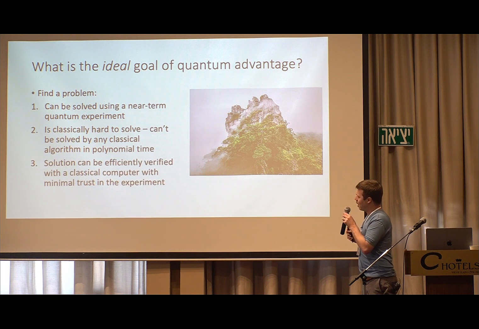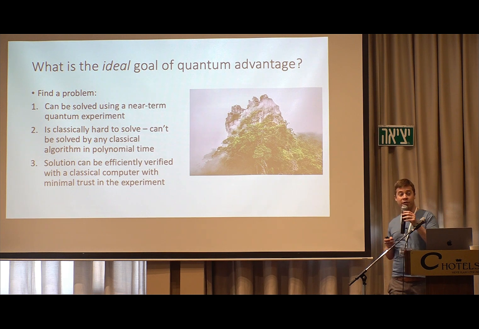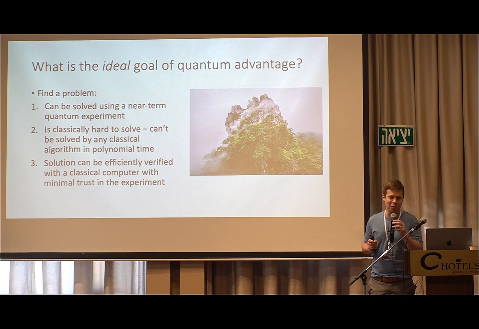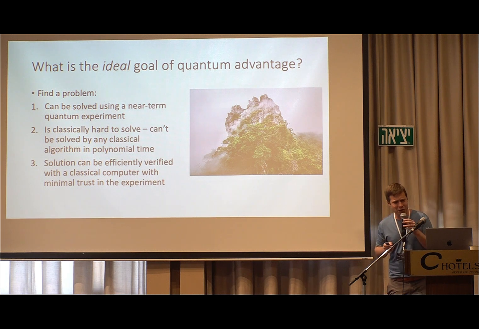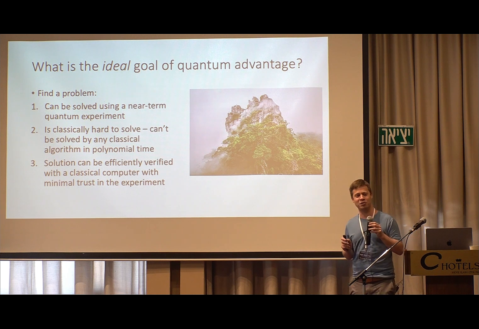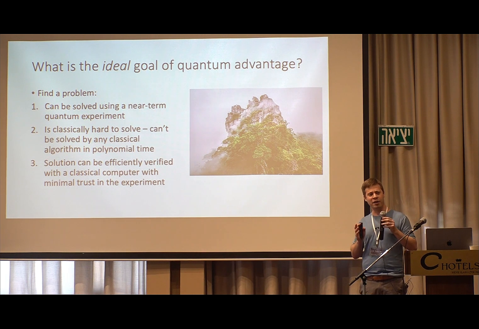And then finally, I want the solution to be efficiently verifiable with a classical computer with minimal trust in the experiment. So when we get the answer, I want to be able to make sure that it's the right answer. And this minimal trust in the experiment, this is really important. It's not because we don't trust our experimental friends. We do.